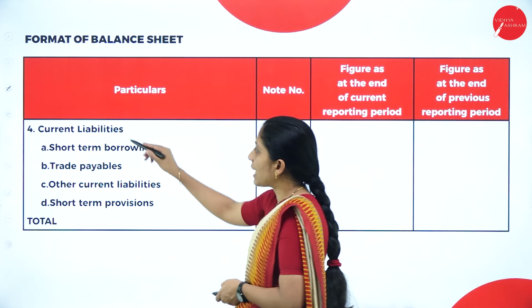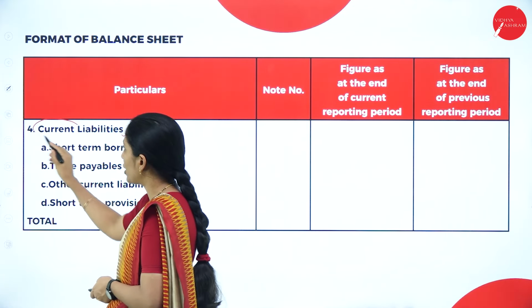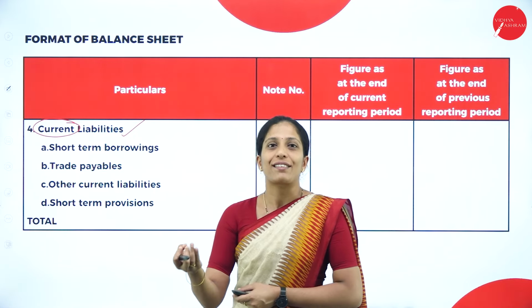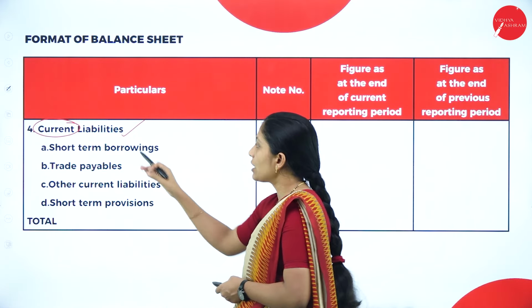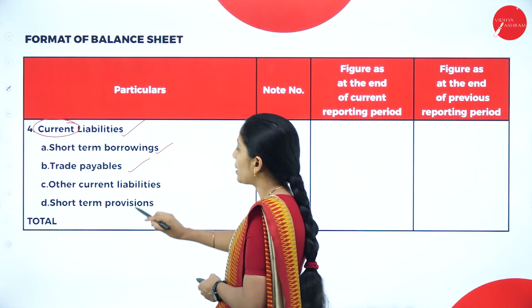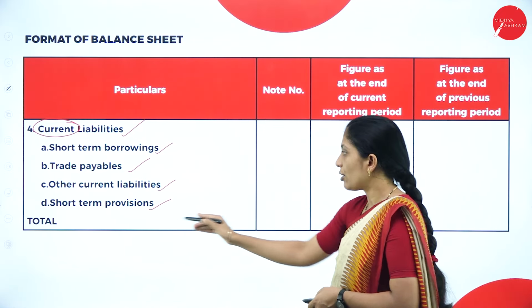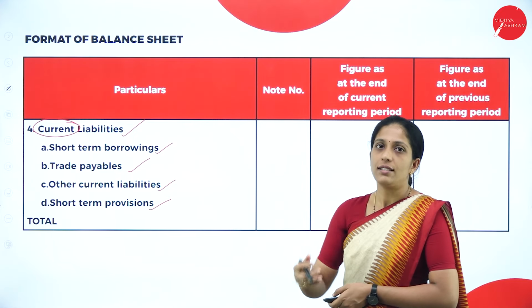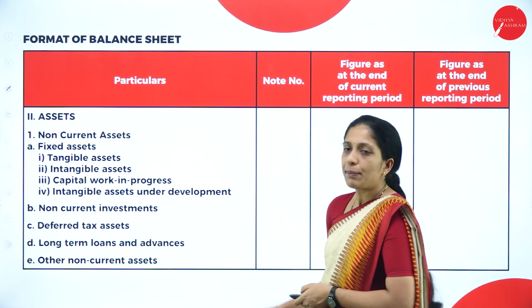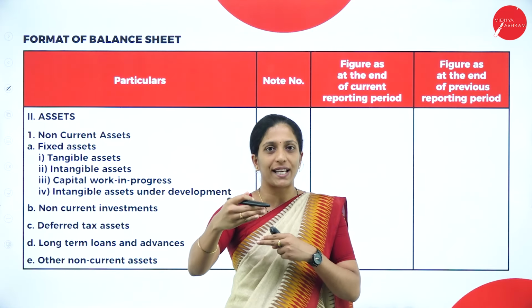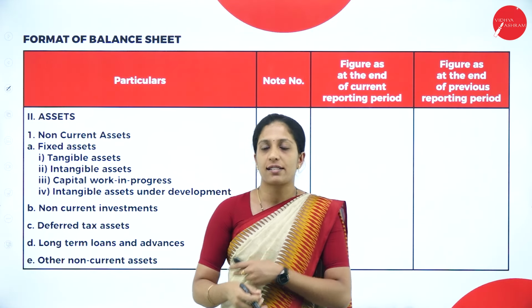Next, fourth is current liabilities, which is for shorter period of time. That is the liability which is for a shorter period, which means less than 12 months. Okay, so we have short-term borrowings, trade payables, other current liabilities, short-term provisions. Then you have to total all the liabilities. And the second part of your balance sheet will be assets. So the first part is all about equity and liabilities, and the second part is assets.